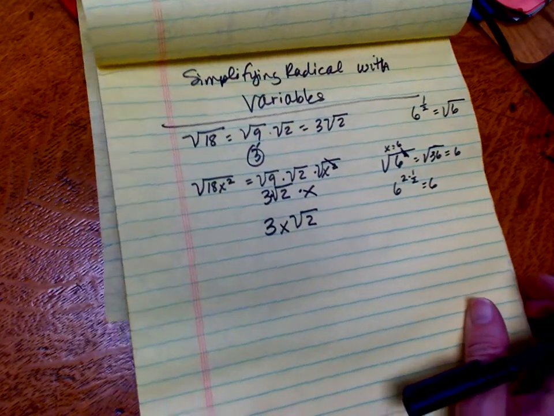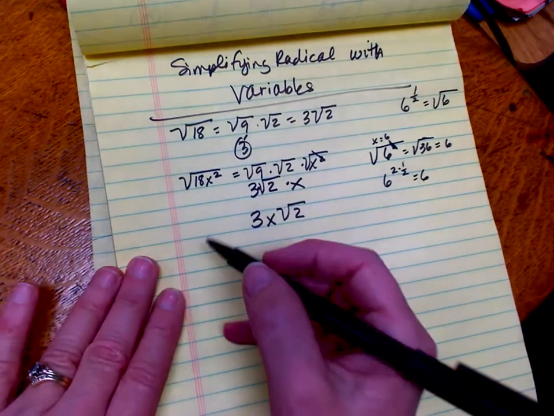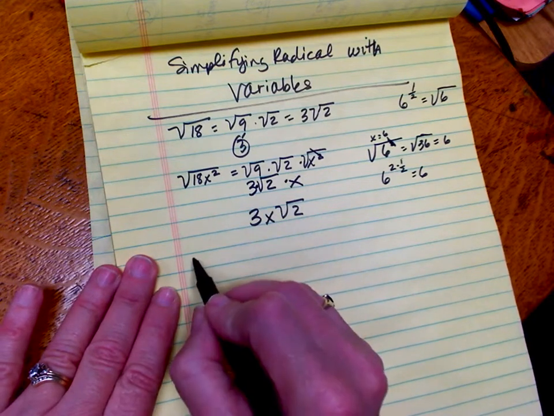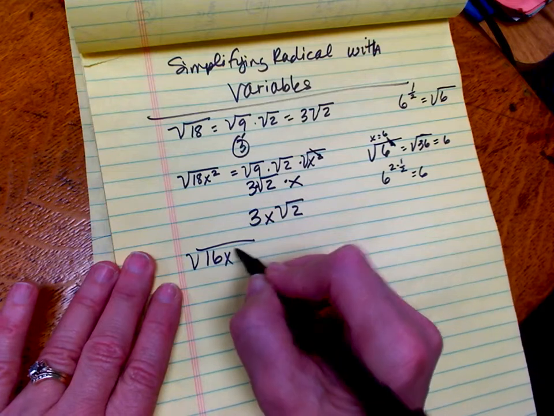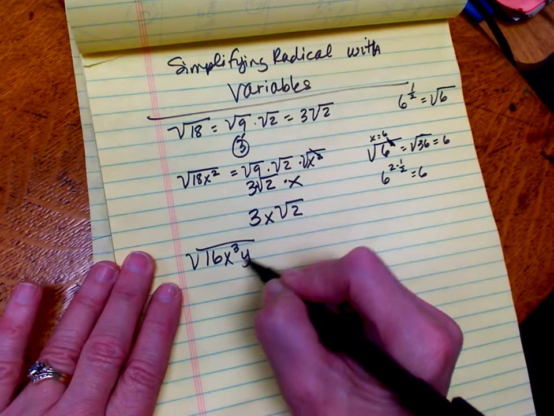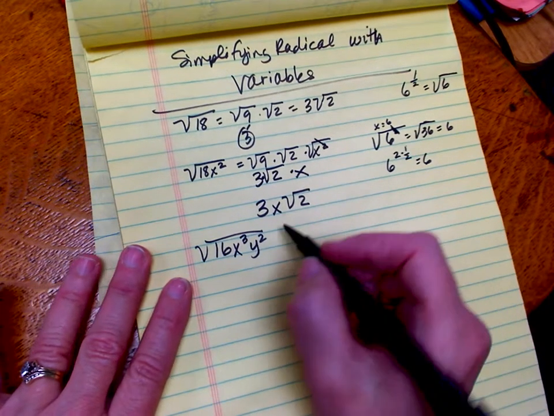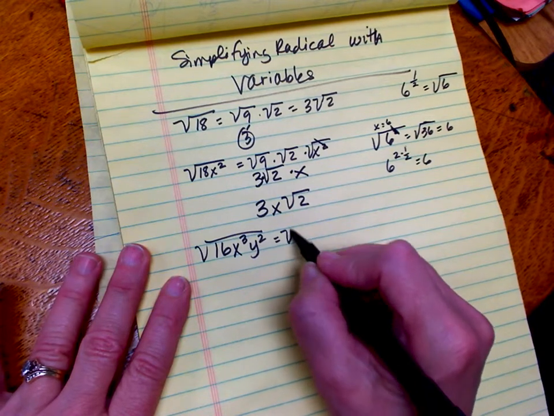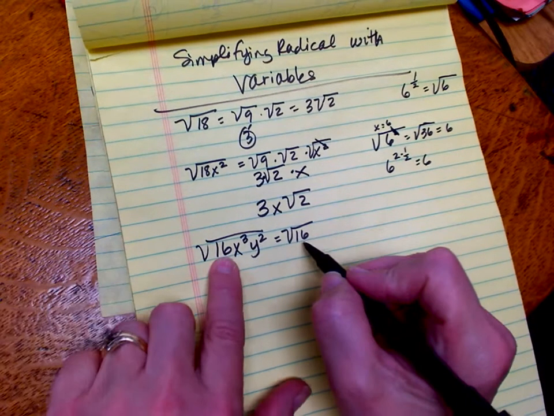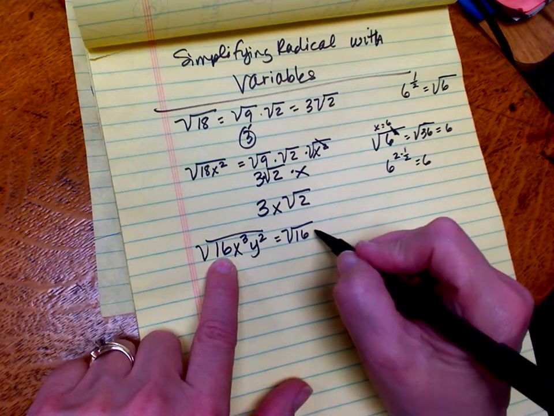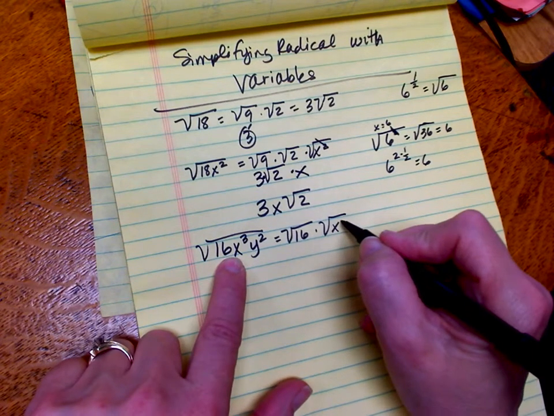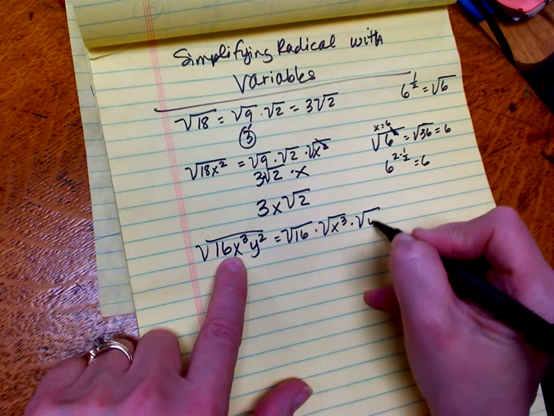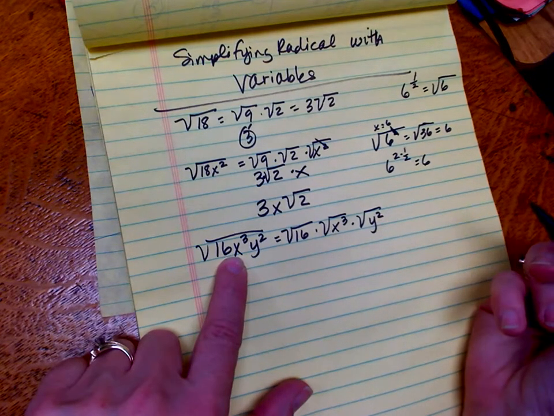Again, it's one of those things you might not get right off the bat, but we can keep going. So let's do the square root of 16 x cubed y squared. We're going to split that apart. We're going to do the square root of 16, because 16 is a perfect square. Then we have the square root of x cubed times the square root of y squared.